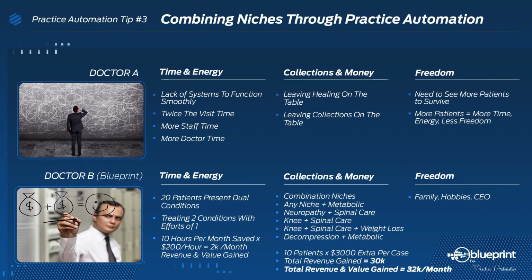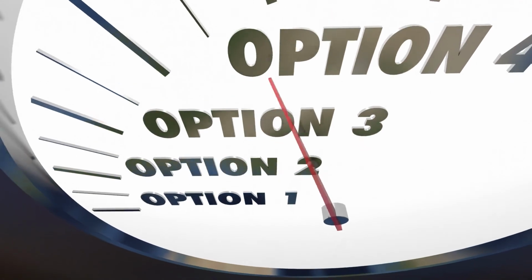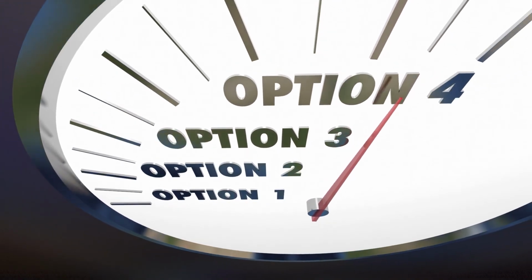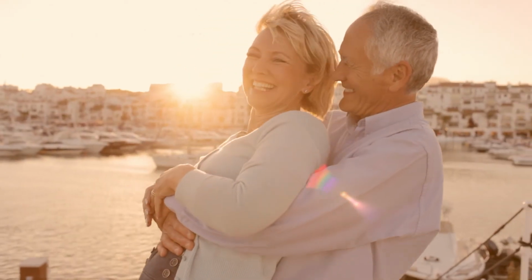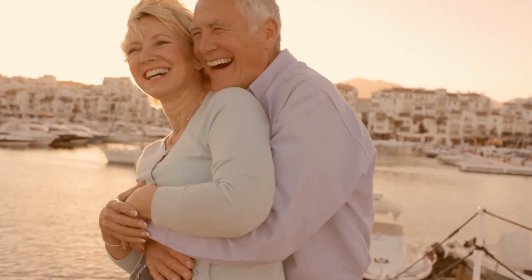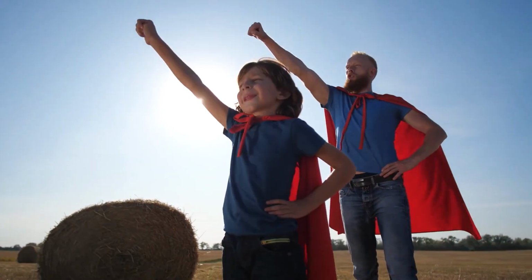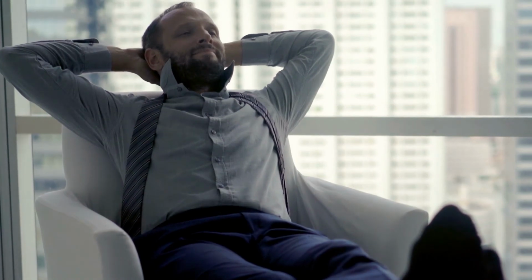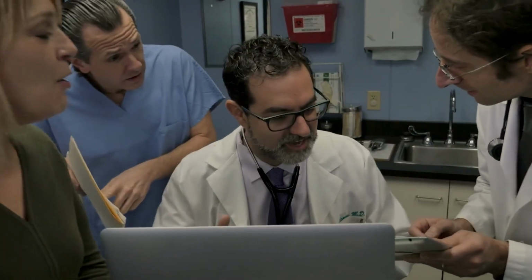So when we look at having practice automation strategies and systems in place and combining niches, we're maximizing the patient potential, okay, and Dr. B. When we maximize the patient potential, we don't need a ton of new patients because we are maximizing the potential of the patient that comes in the door with the proper systems. And that creates family freedom, more hobbies, and you become a better CEO of your practice because you're not having to hang your hat on 100 new patients a month to survive. We only need a few patients and make sure we're maximizing them.